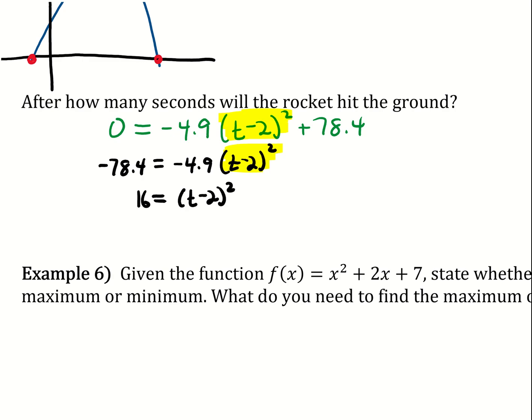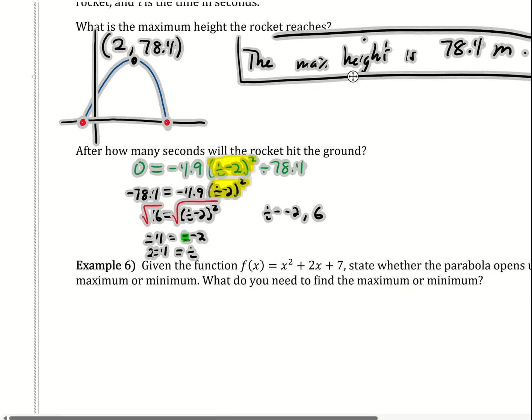All right, now we can square root both sides. Square root of 16 is 4. Don't forget plus minus. This is t minus 2. And then in order for us to get the t by itself, we have to add 2 to both sides. So t is going to be positive 2 plus or minus 4, which is going to give us 2 answers. 2 minus 4 is negative 2. 2 plus 4 is 6. So our time is either going to happen at negative 2 or 6.